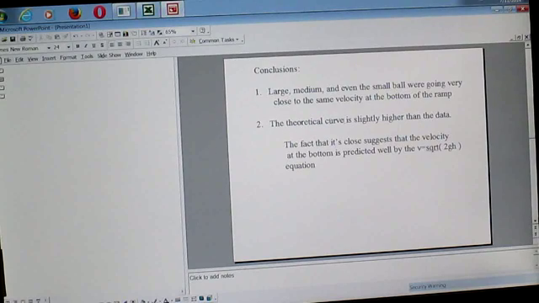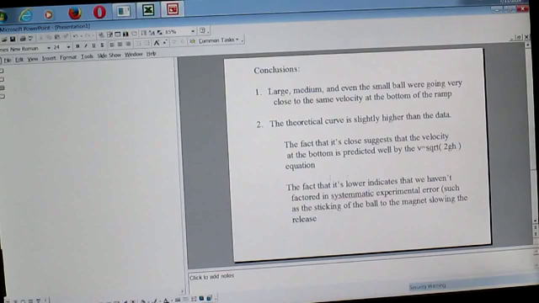You can say that the theoretical curve is slightly higher than the data, but the fact that it's close suggests that the velocity at the bottom is predicted well by what we said before, which was v equals the square root of 2gh, that equation. And that was in the earlier video. And the fact that it is a little bit lower indicates that we haven't factored in some systematic experimental error, such as the sticking of the ball to the magnet.